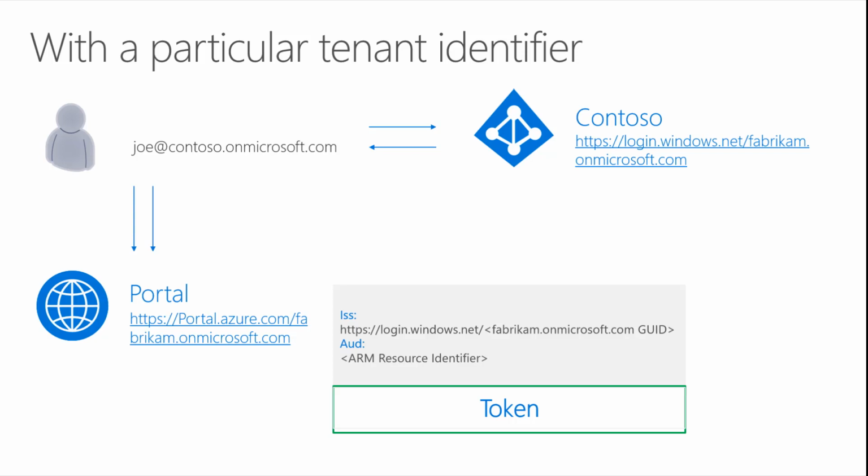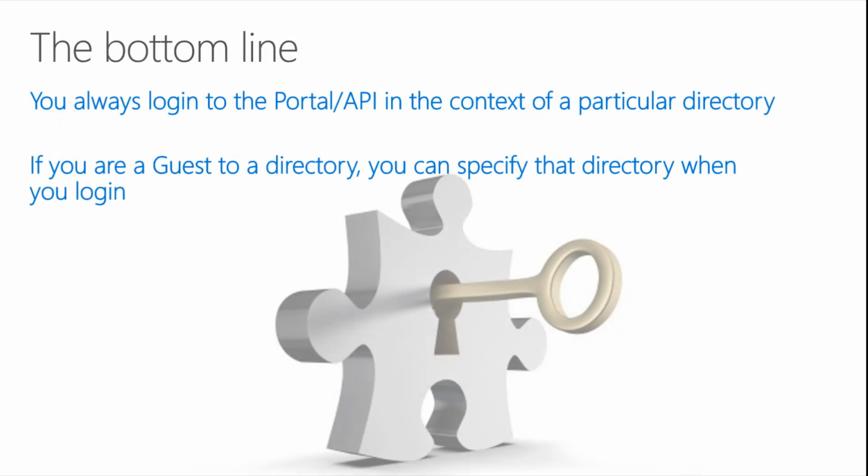For example, portal.azure.com/fabricam.onmicrosoft.com. The bottom line, you always log into the portal or API in the context of a particular directory. If you're a guest to a directory, you can specify that directory when you log in as we described.